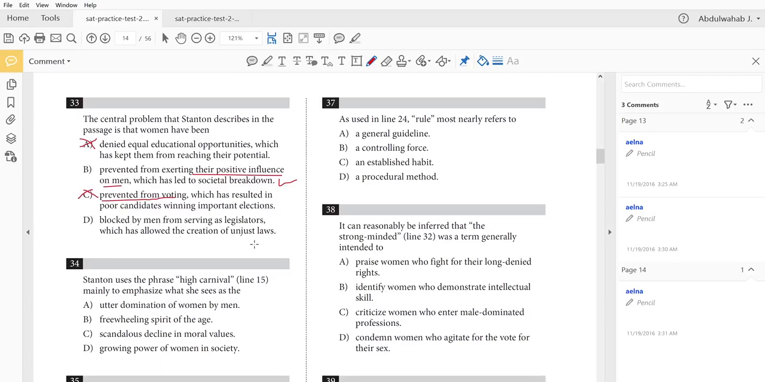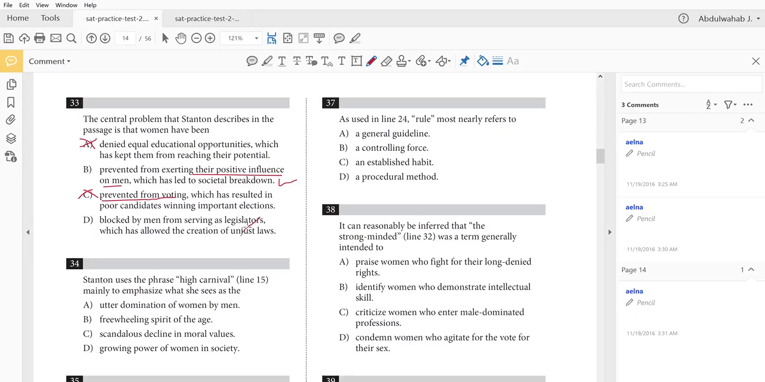Blocked by men from serving as legislators. Now, they have been blocked by men from voting. That was the 19th Amendment, or that's what she was asking. They were asking for the right to vote first, and later on they would ask for the right to serve as legislators. The main focus of the passage is on the right to vote, not on the right to become legislators or politicians, which has allowed the creation of unjust laws.